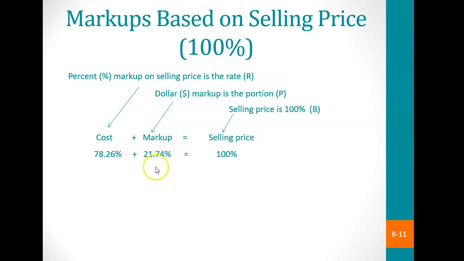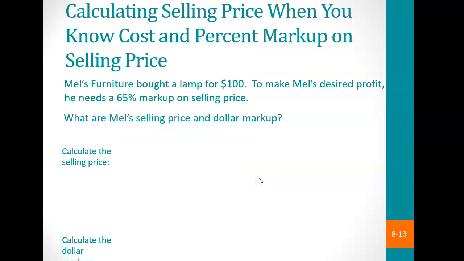So if the markup is 21.74%, then the cost represents 78.26% of the sales price. In this last example, we look at Mel bought a lamp, $100. Desired profit is 65%, but this time 65% markup on the selling price. So we're saying what is Mel's selling price and dollar markup in this situation.